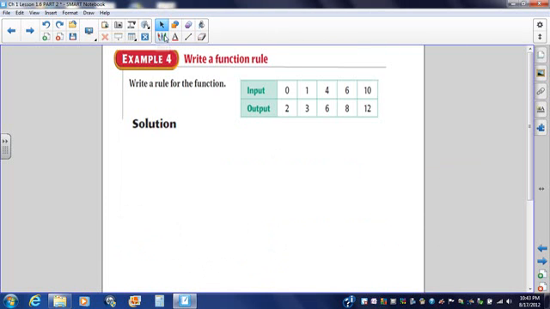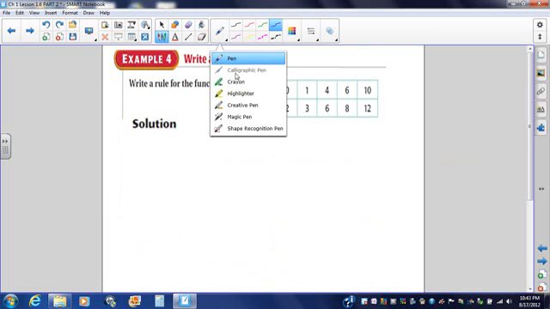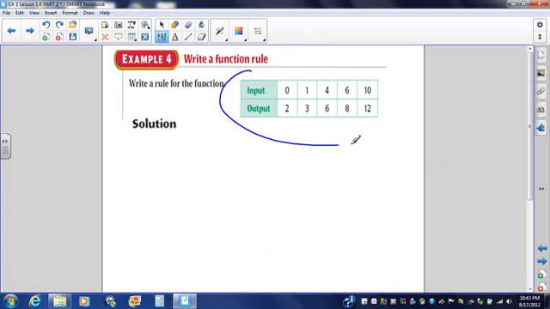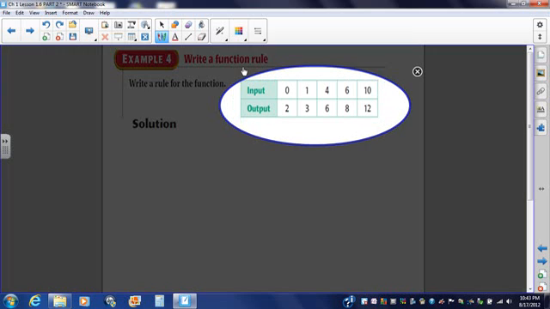Alrighty guys, one more problem. If you would, please copy down that input-output table, function table. You can put input or x here, you can put output or y here. Your domain should be 0, 1, 4, 6, 10. Your range should be 2, 3, 6, 8, 12. So if you copy that, make sure you have it on your paper.